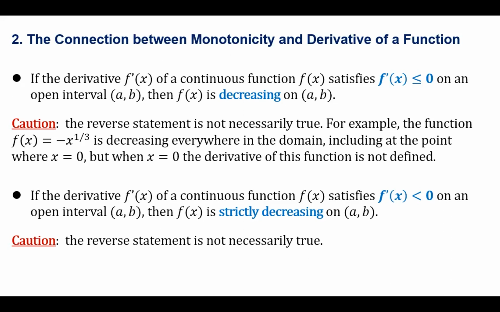And also similarly, we have if the derivative f prime x of a continuous function f(x) satisfies that the first derivative of f(x) is less than 0 on an open interval from a to b, then f(x) is strictly decreasing on the interval from a to b. And still be careful with the reverse statement. Reverse statement is not necessarily true.